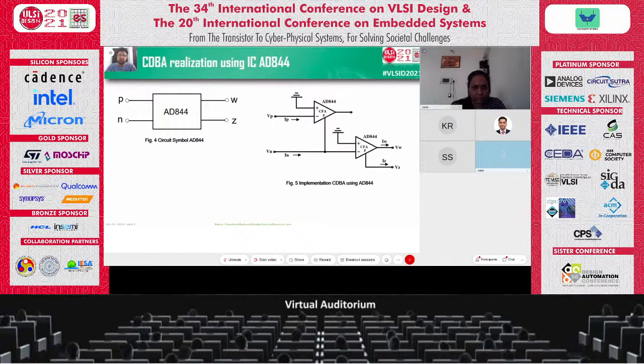The CDBA can also be realized using the commercially available IC AD844 for breadboard verification. Here two AD844 ICs have been used to get the characteristics of the current differencing buffered amplifier.